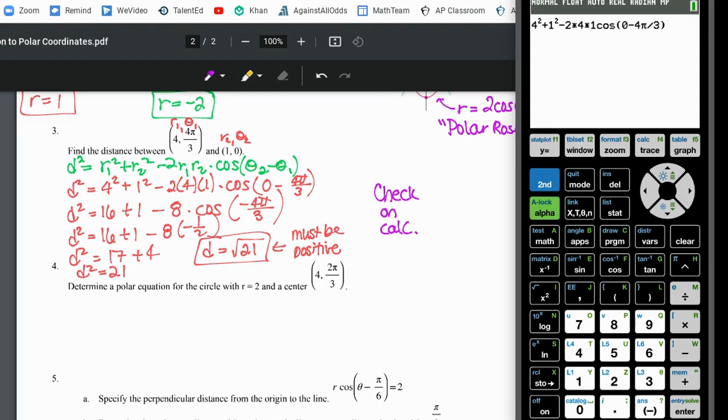So I would recommend checking this one also on the calculator. Just type in what you have for your initial equation once you've substituted in the values. So we have 4 squared plus 1 squared minus 2 times 4 times 1 times cosine of 0 minus 4 pi over 3. And we should get 21, and then we know we would take our square root of 21 from there. Just to make sure that we've calculated our values from the unit circle and simplified correctly.